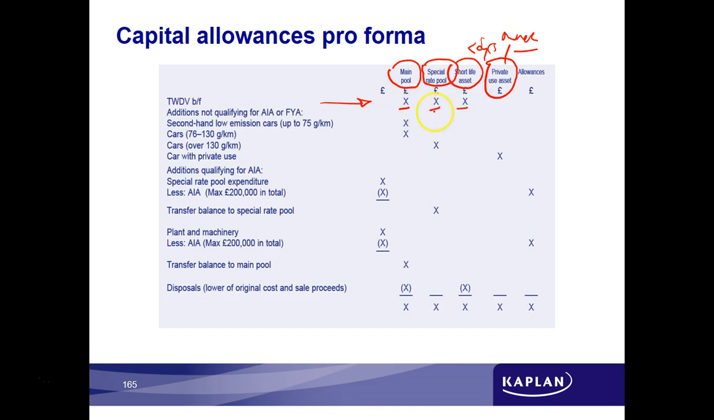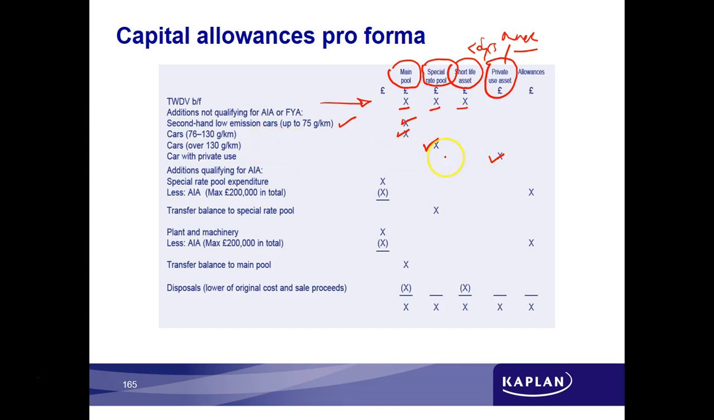If you're not, then that's the first time you're actually getting the asset, so you won't have a tax written down value for something that's just new. And like I said earlier on, you can see that most things should fall into this main pool. So we have second-hand cars in there, and cars in the 76 to 130 range. Any cars over that will go into the special rate pool. And cars with private use, you can see them sitting there nicely in the private use asset.